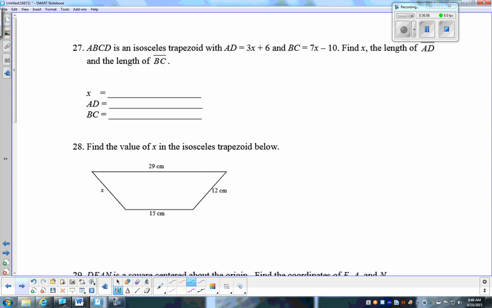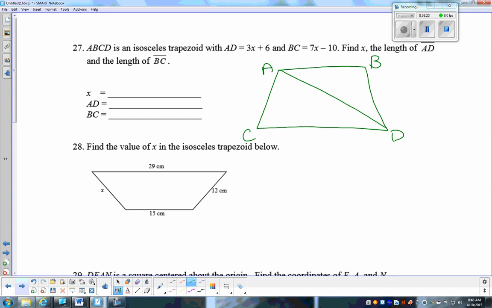27, we have A, B, C, D as an isosceles trapezoid. All right, so AD is our diagonal. And AD is 3x plus 6, and BC is 7x minus 10. In our isosceles trapezoid, our diagonals are congruent.